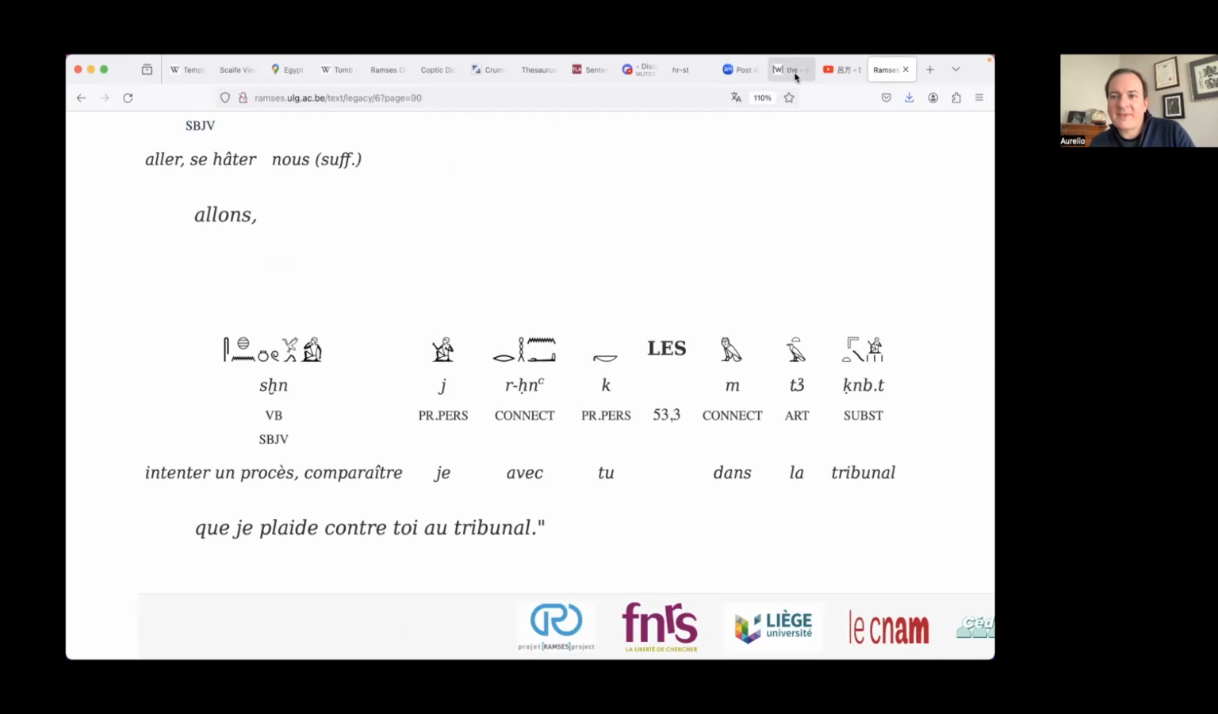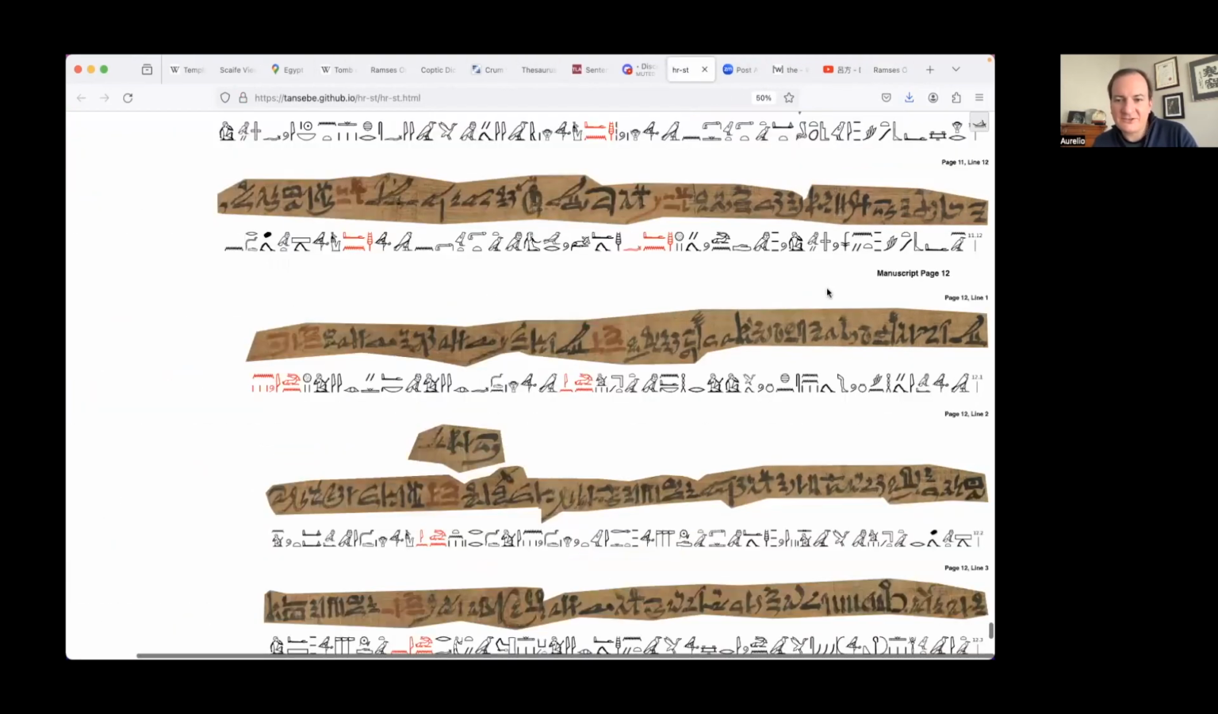Good. I think we have that sentence done. Should we look quickly at the hieratic? Or any more questions about the grammar of it?